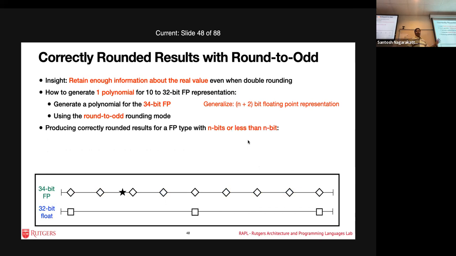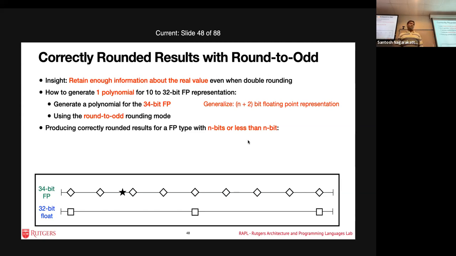Now, what is the intuition? I'm going to describe this with 32-bit and 34-bit values. You have a 34-bit floating point, and these are the representable 32-bit values. In a 34-bit floating point, you have 2 additional precision bits. That means there are 3 additional values between 2 representable 32-bit values, represented by diamonds. This is the 32-bit floating point, the values in a 32-bit floating point, and the first row is the values in a 34-bit floating point.